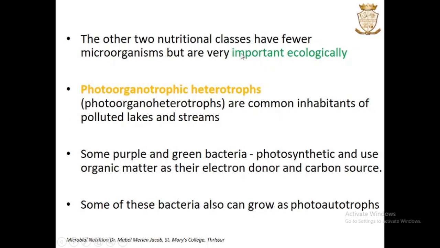The other two nutritional classes have fewer microorganisms, but they are also very important ecologically. Photoorganotrophic heterotrophs or photoorganoheterotrophs are common inhabitants of polluted lakes and streams. Some purple and green bacteria are the examples. They are photosynthetic and use organic matter as the electron donor and carbon source. Some of these bacteria can also grow as photoautotrophs instead of being photoheterotrophs.